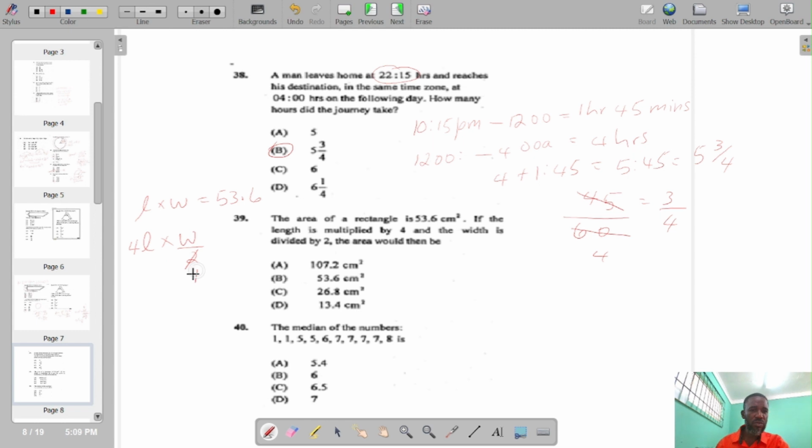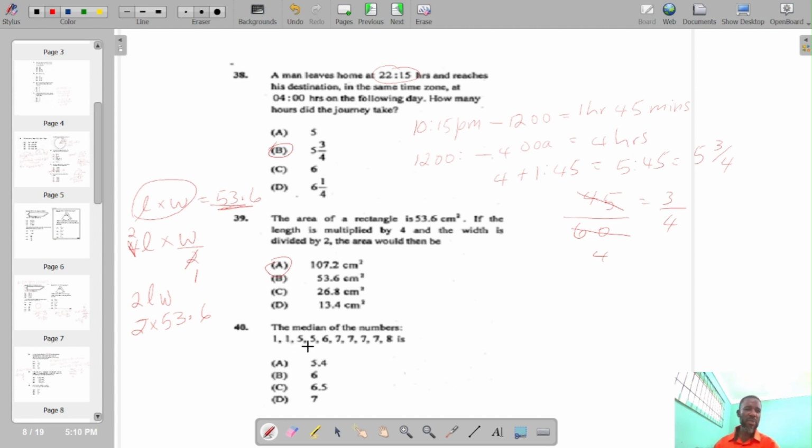That would be the same as this 2 goes into 2 once, and 4 divided by 2 is 2. So if we multiply all of that, we will get 2LW. But what is LW equal to? LW is equal to 53.6. So therefore 2 times 53.6 is going to be equal to 107.2.